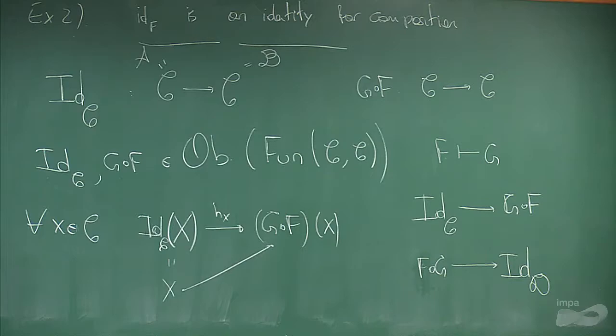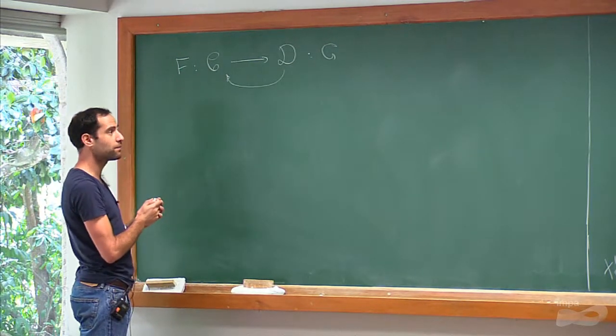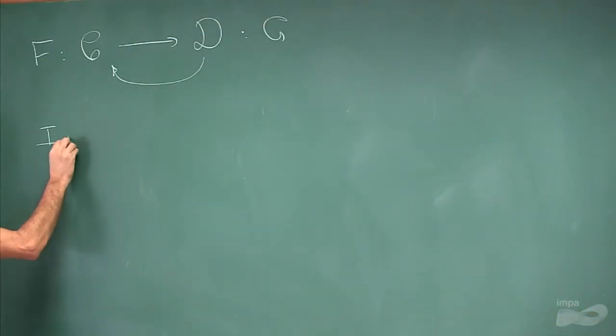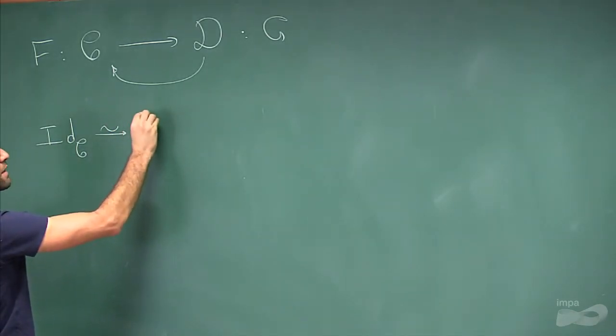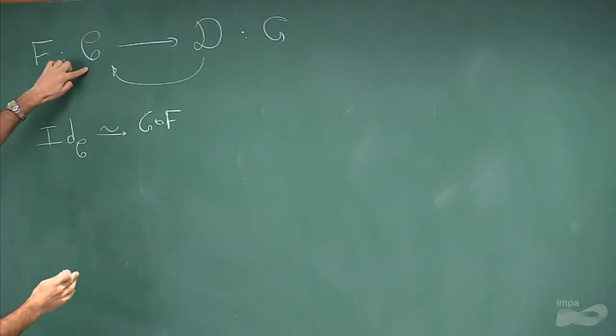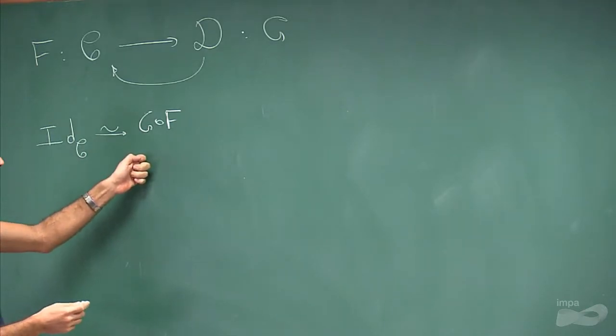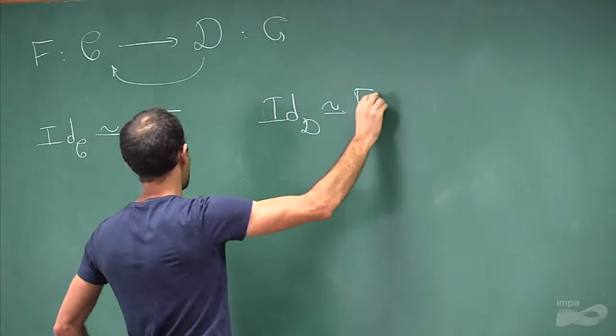Now, two categories, I'm just repeating last class. Two categories C and D are said to be equivalent if there exist two functors, one from C to D, one from D to C, such that the identity functor in C is isomorphic to the functor which is G composed with F. Right? So these are two functors in the category of endofunctors from C to C, and I want them to be isomorphic. And the identity functor in D is isomorphic to the functor F composed with G.